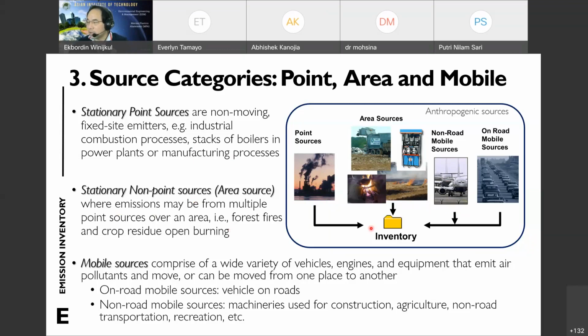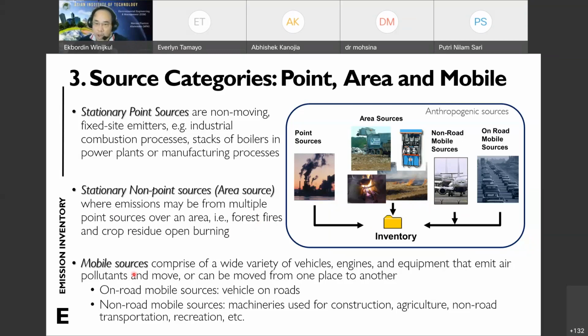For example, if you have an industrial estate, you can consider it as different point sources, maybe 10 point sources in the location, or you can combine the whole industrial estate as one area source, or something that you could not pinpoint where the pollution of the stack is, like forest fire or crop residue open burning, where usually the burning happens for the whole field of rice or something like that.